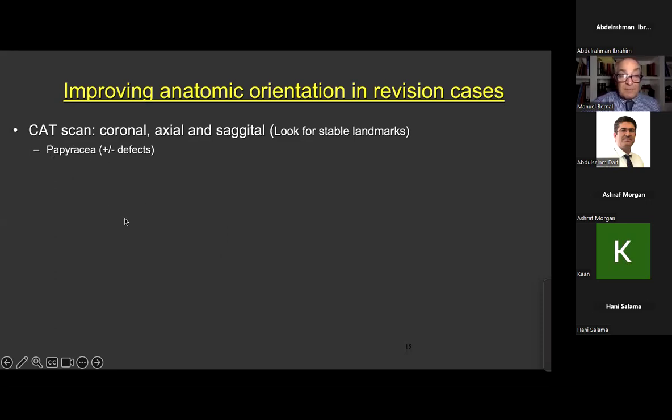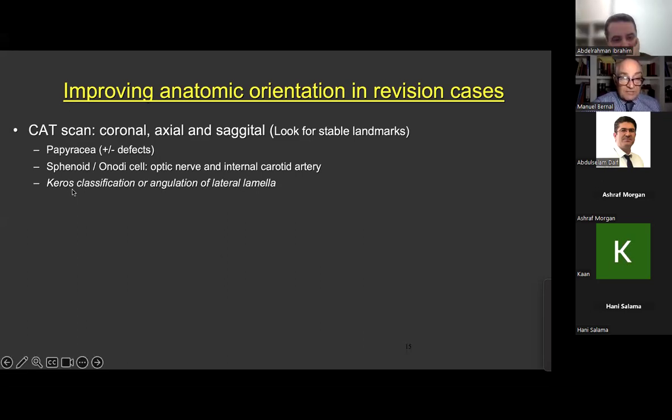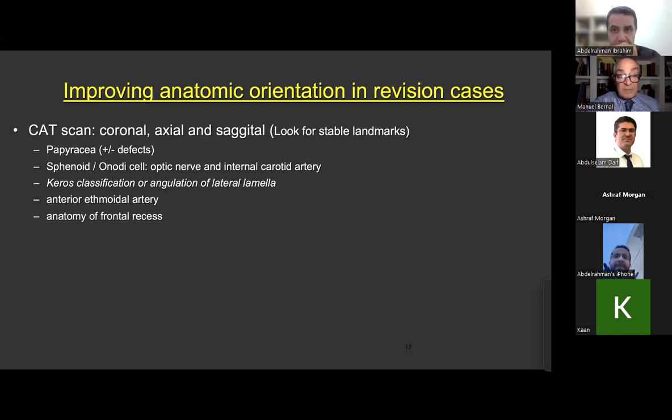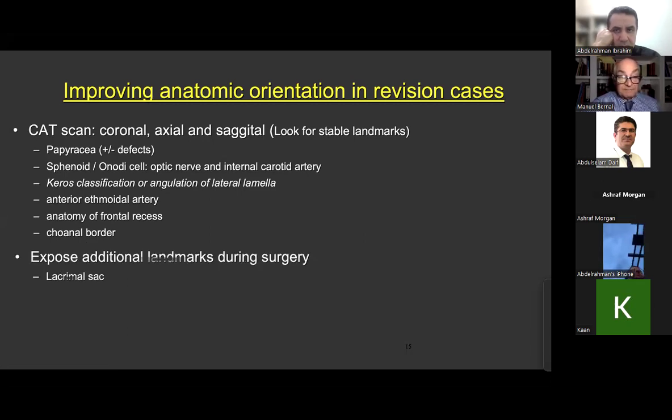So check if the papyracea may have defects, check the sphenoid, particularly if there is an Onodi cell, and how the optic nerve and internal carotid artery are bulging into either the sphenoid or the Onodi cell. Take care of the Keros classification, but particularly, as I mentioned before, the angulation of the lateral lamella. Then check the anterior ethmoidal artery on the CT scan already, and the anatomy of the frontal recess. And particularly the choanal border endoscopically, because the choanal border is the most stable anatomical landmark unless you are dealing with a choanal atresia.